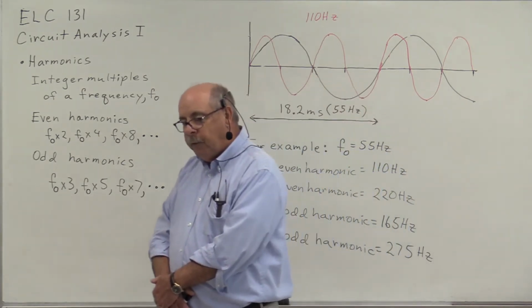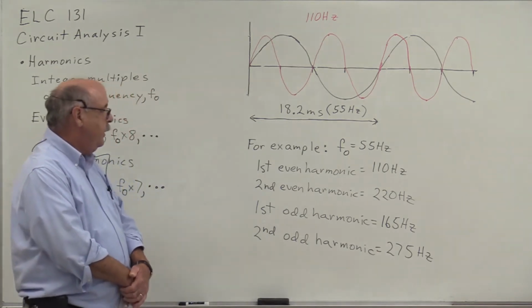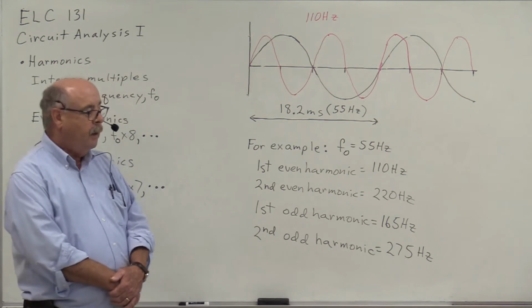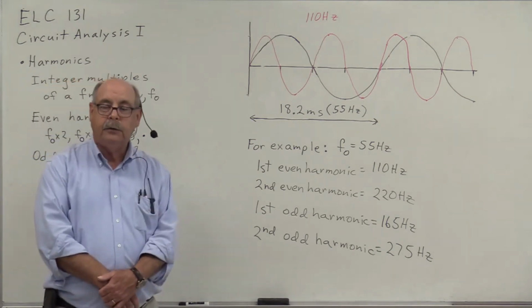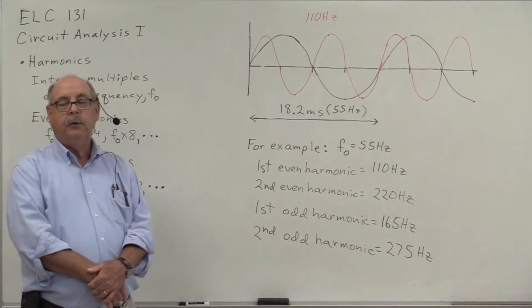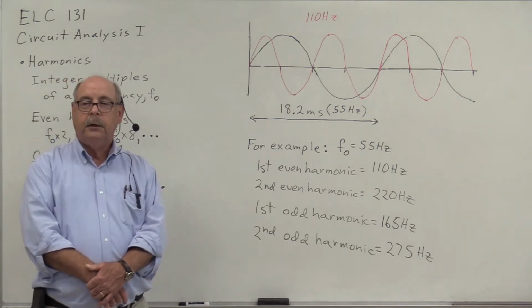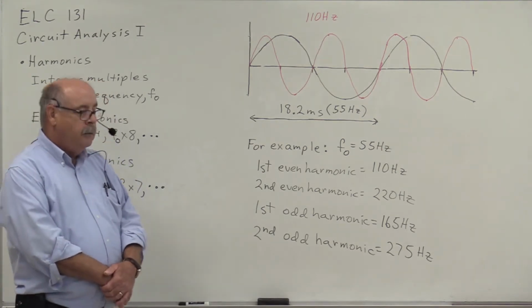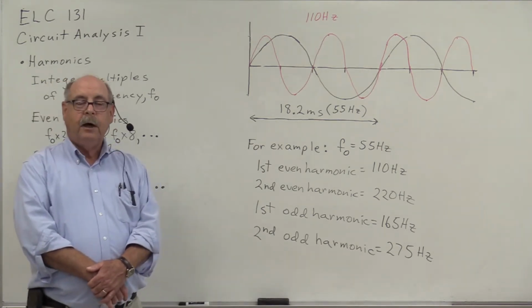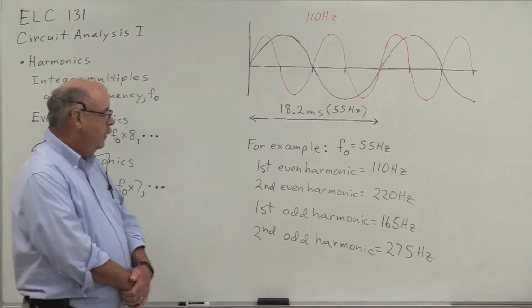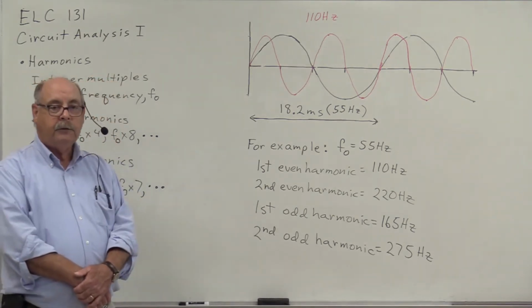So, for example, if our fundamental frequency is 55 hertz, then the first even harmonic would be 110 hertz. The second even harmonic would be 220 hertz, and so on. The first odd harmonic would be 165 hertz. The second odd harmonic would be 275 hertz.